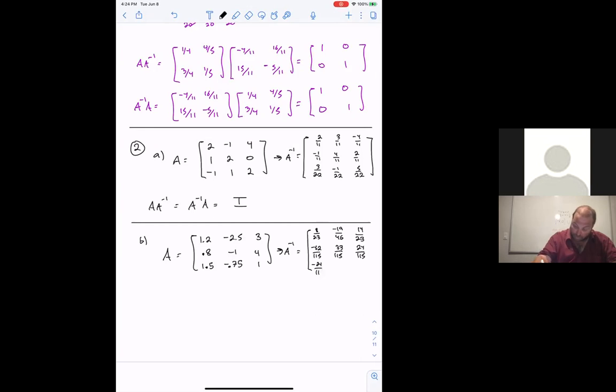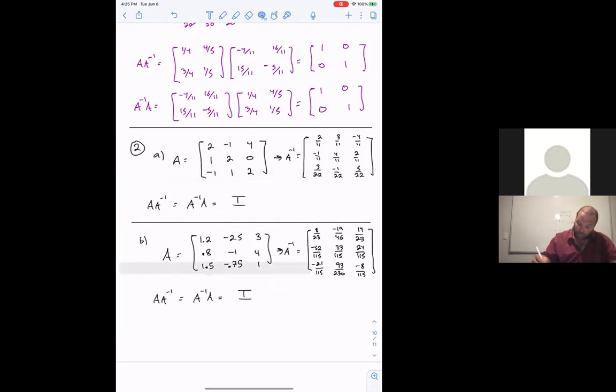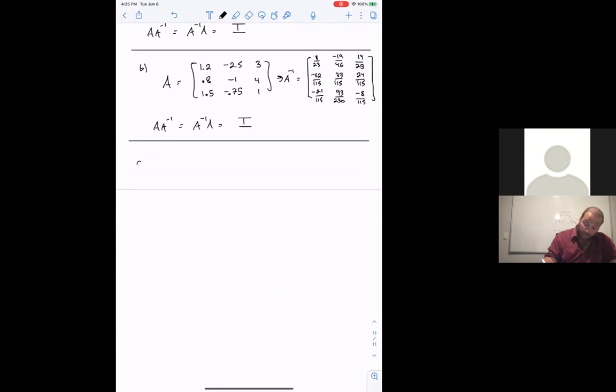That was like a 4. Let's fix that. Negative 21 over 115, 93 over 230, and negative 8 over 115. And like before, without actually doing it, I'm going to assume, you shouldn't assume, but I'll assume that A inverse times A is equal to the identity matrix. And then we have C.